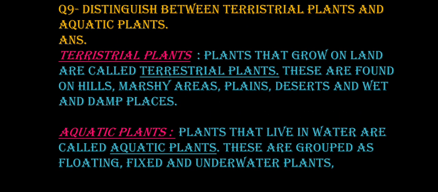Question number 9. Distinguish between terrestrial plants and aquatic plants. As we know that there are two types of plants. First is terrestrial plants and second is aquatic plants. So what is the difference between them? We will write their definitions. Terrestrial plants. Write down the heading terrestrial plants.